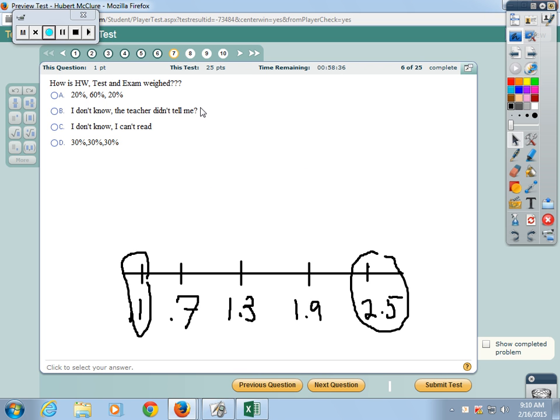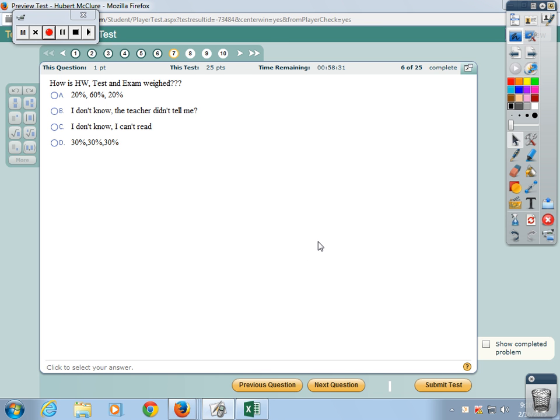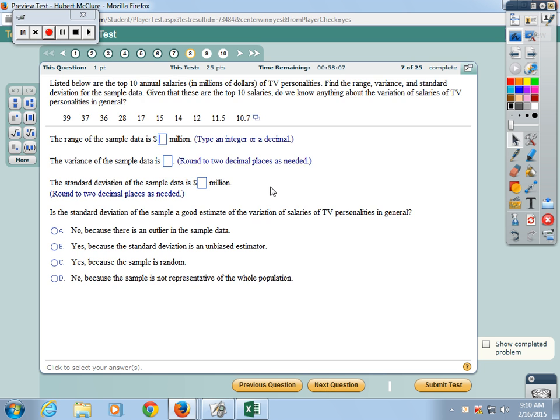How are homework, tests, and exams weighed in Hubert's class? Why do people miss this one? They pick D. What's wrong with D? Yep. That's the most missed question out of my 10 questions. This one right here. Alright, try that one. They want you to find the range and probably the standard deviation. So blow it up a little bit, Vanna.